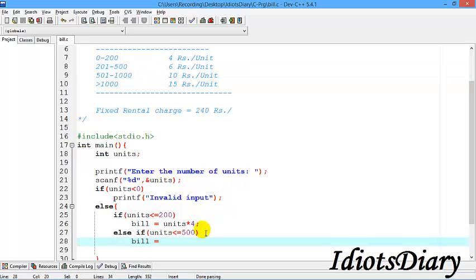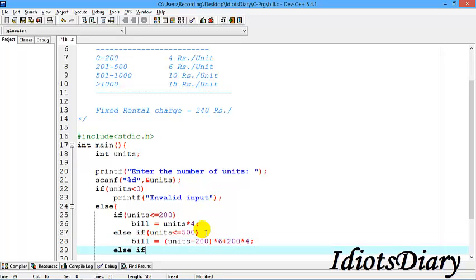Now we need to first calculate how many units you have used over the 200 units by using the expression units minus 200, and each of these units costs 6 rupees, so we multiply by 6. As well, you need to add the cost of the first 200 units, that is 200 into 4, because from 0 to 200 each unit costs 4 rupees.